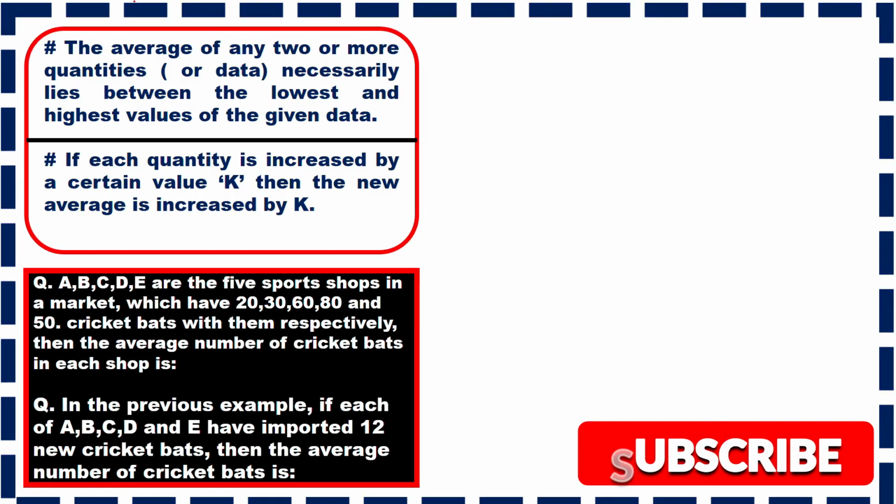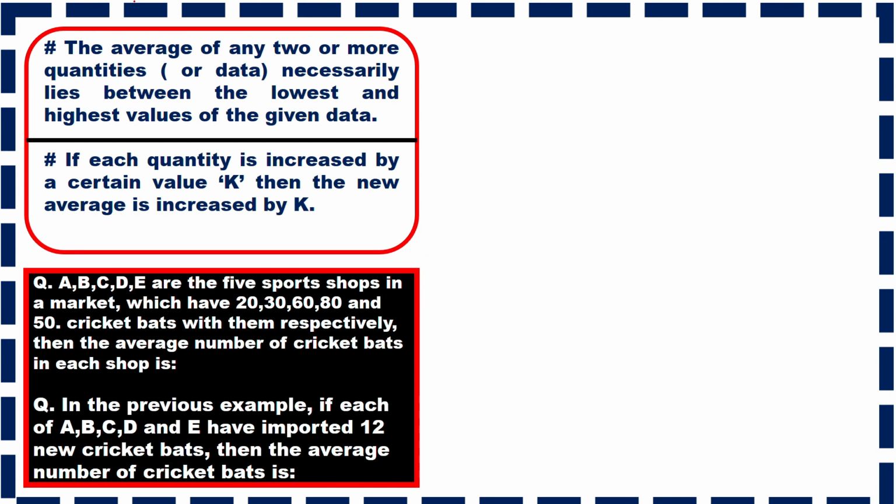So what's the basic definition of average? Now don't tell me the definition as the sum of observations by total number of observations, because we already know that. How to redefine the definition of average? Obviously you know that, just think about it. So we can say that the average of any two or more quantities lies between the lowest and the highest values of the given data.